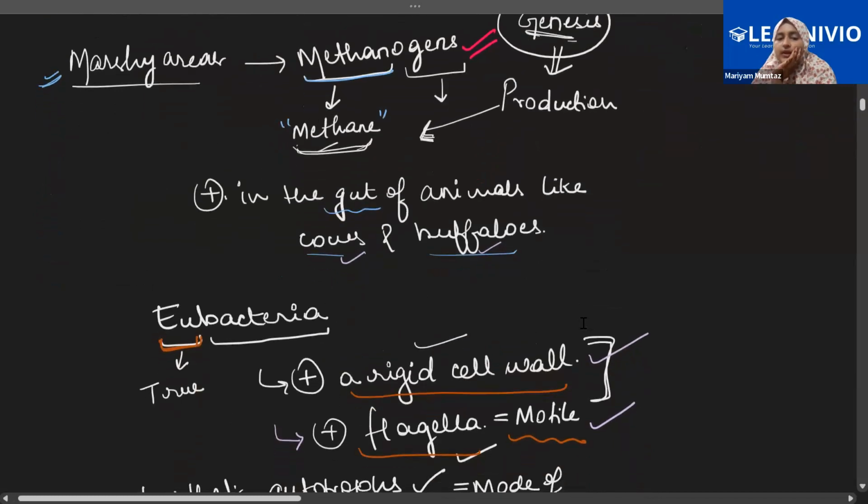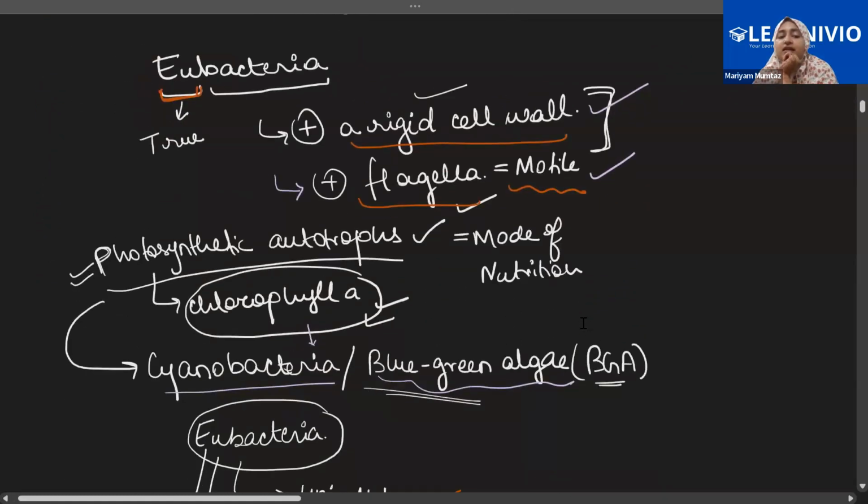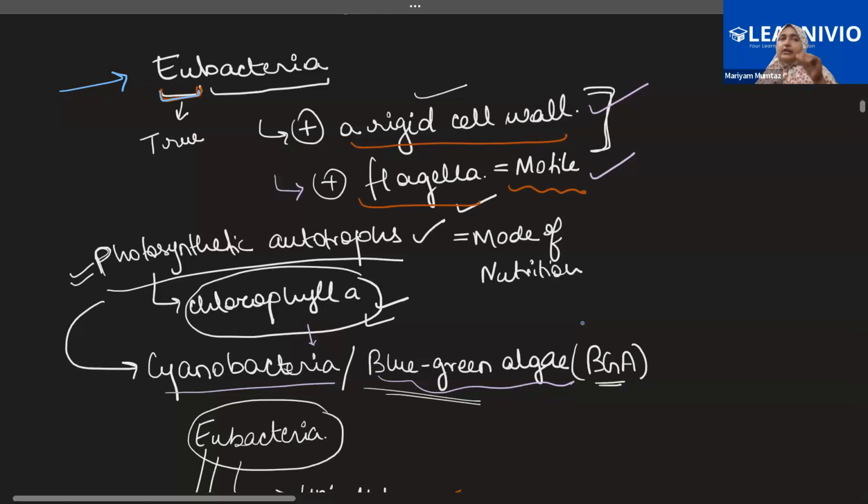Yes, ma'am. Okay. Now, the next group that comes under the kingdom Monera is the eubacteria. See, eu means true. So these bacteria are the true bacteria. They have a rigid cell wall present, and they are motile. They have flagella present. So they have two structures present in them. The first is the rigid cell wall. A proper cell wall is present, which is absent in archaebacteria. But here a proper cell wall is present. Apart from that, flagella is present, and this flagella is motile. Because of the presence of flagella, they can move.